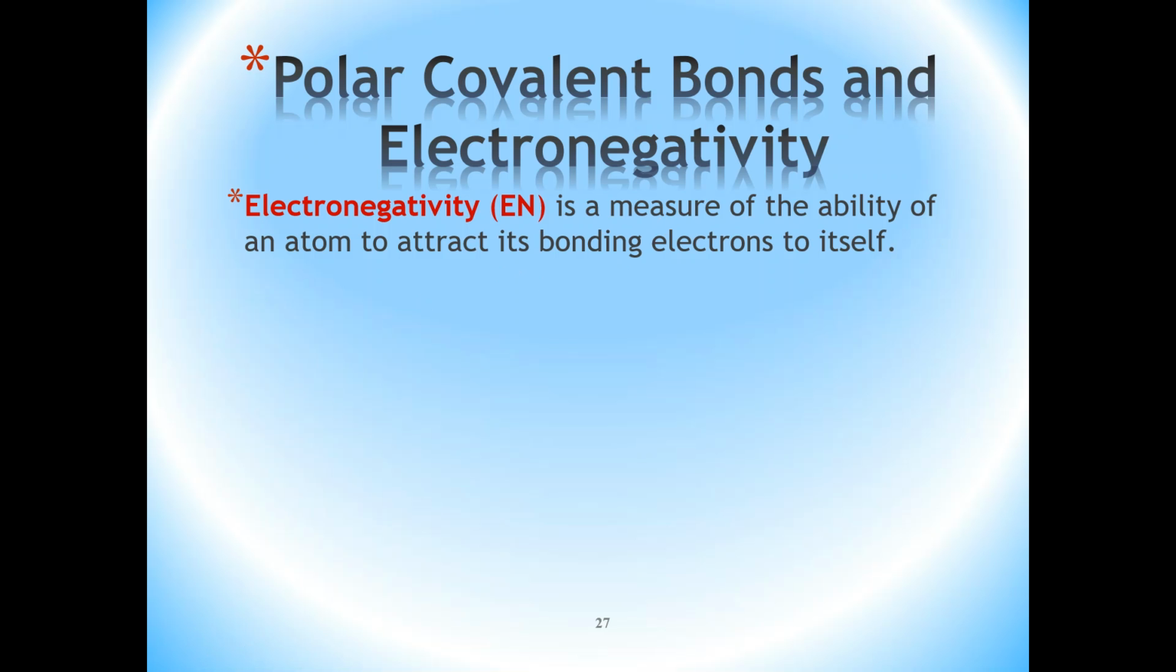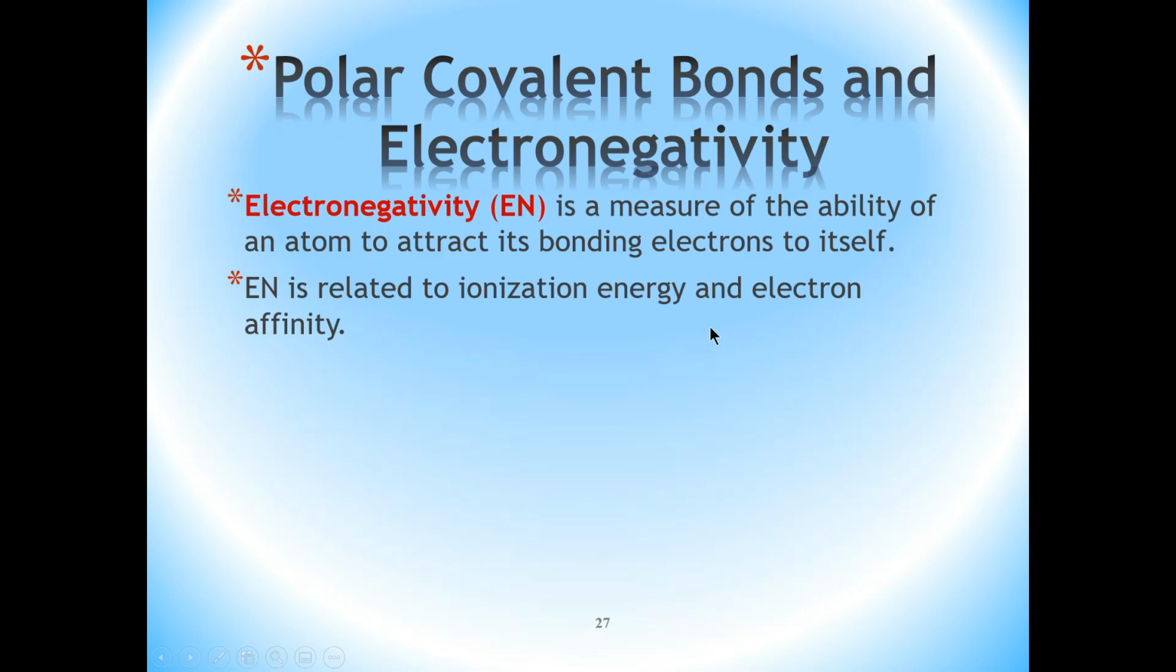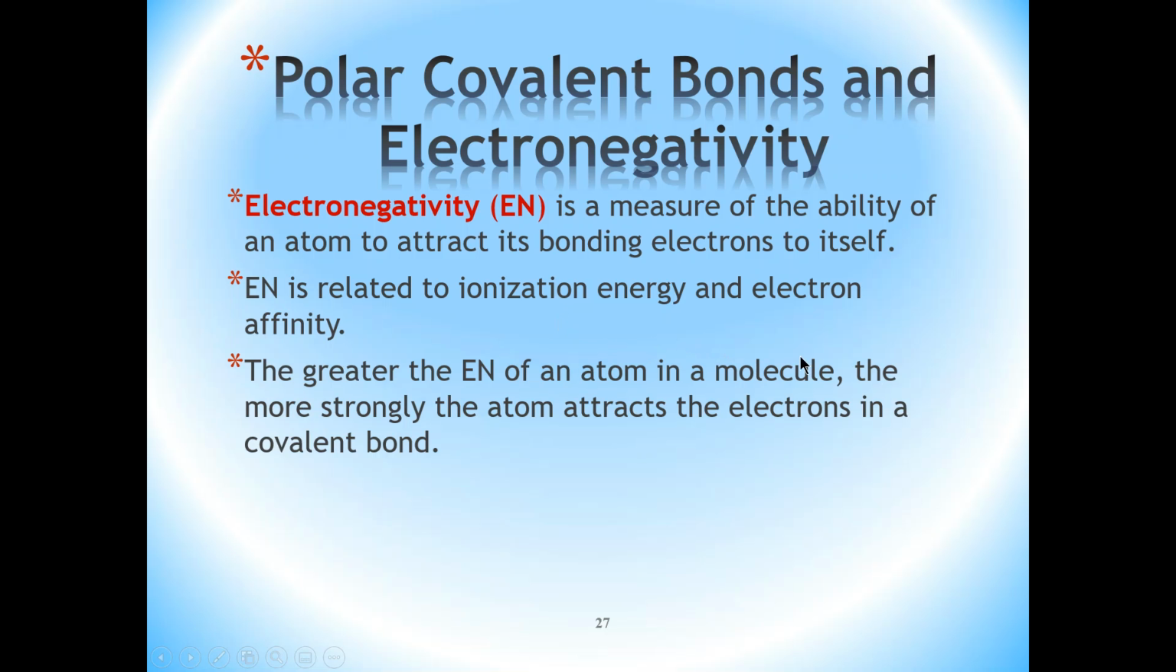So if you have two atoms connected to each other, what you'll find in some cases is that both atoms will have different levels of attraction to the shared electrons. And that attraction to the shared electrons would be the electronegativity. And it says here electronegativity is related actually to two particular thermodynamic quantities, ionization energy and electron affinity.